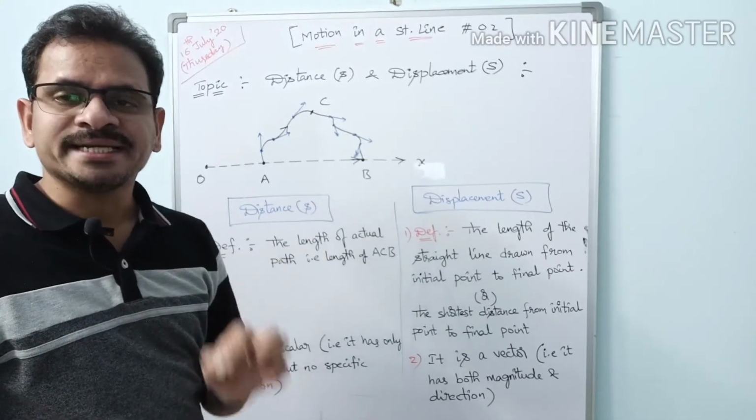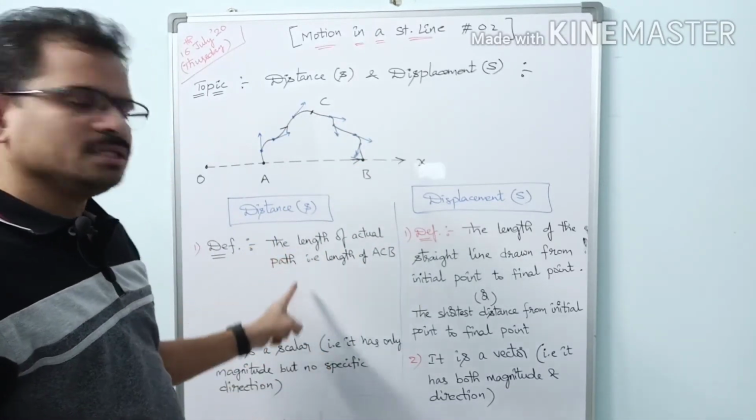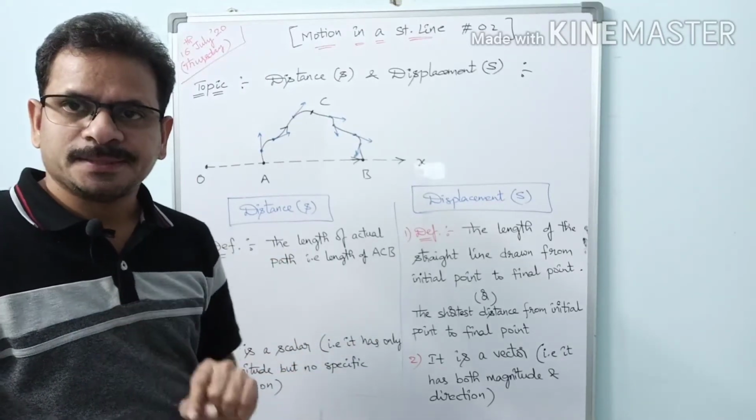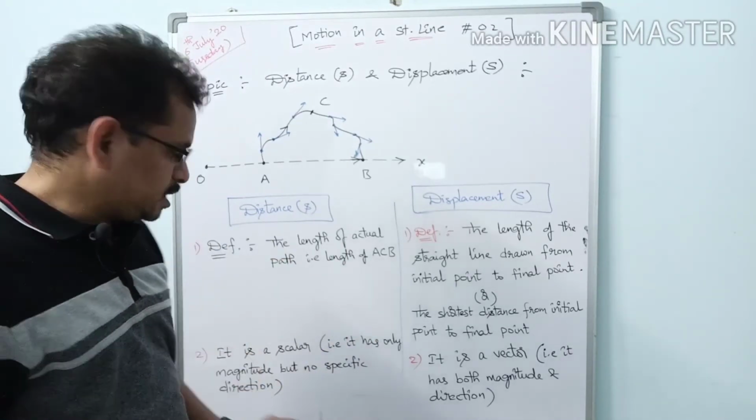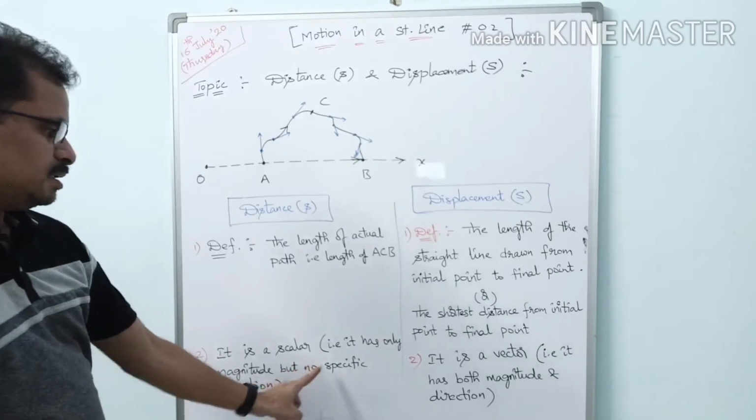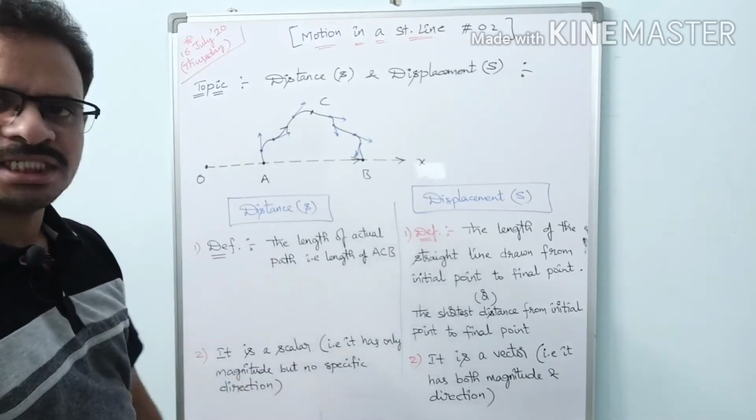So under what category does distance fall? Distance is a scalar quantity, that is, it has only magnitude but no direction.